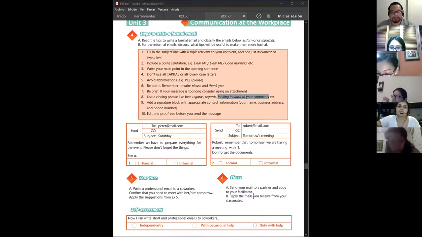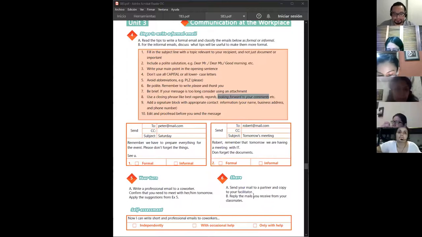Okay, what else? Use a closing phrase. Okay, very good. So you need a closing phrase. Very good. Add a signature block with appropriate information. Very good. You need to use a formal signature with your information, include your information and the company you work for. What else? ¿Qué más?